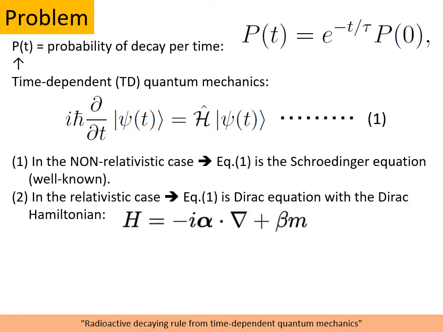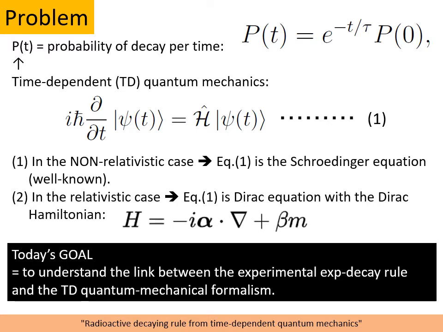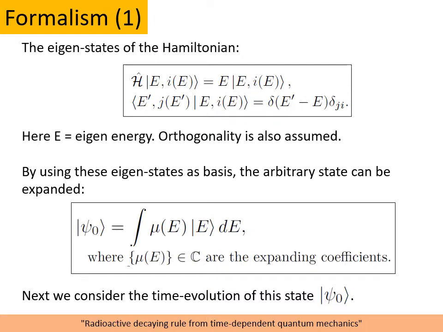The time-dependent quantum mechanics is represented by the Schrödinger equation if we consider the non-relativistic limit. On the other side, if we consider the relativistic case, this time-dependent equation 1 should be the so-called Dirac equation. Summarizing the introduction, our today's goal is to understand the link between the experimental exponential decay rule and the time-dependent quantum mechanical formalism.